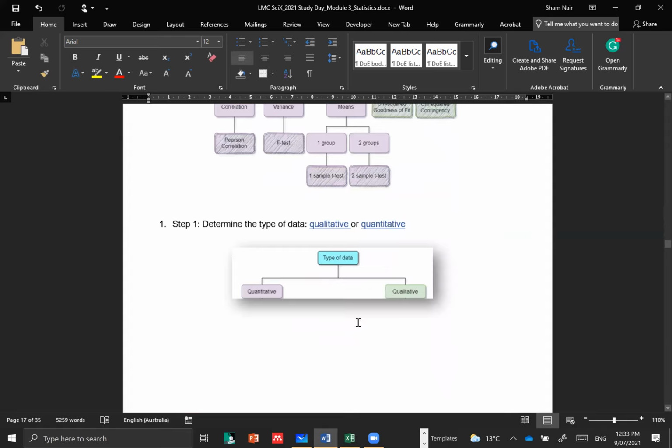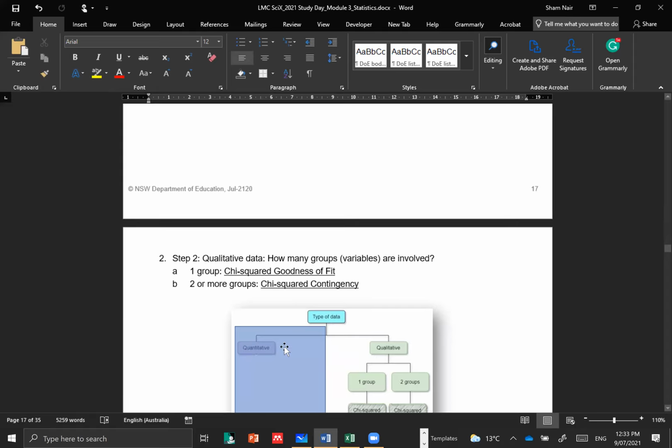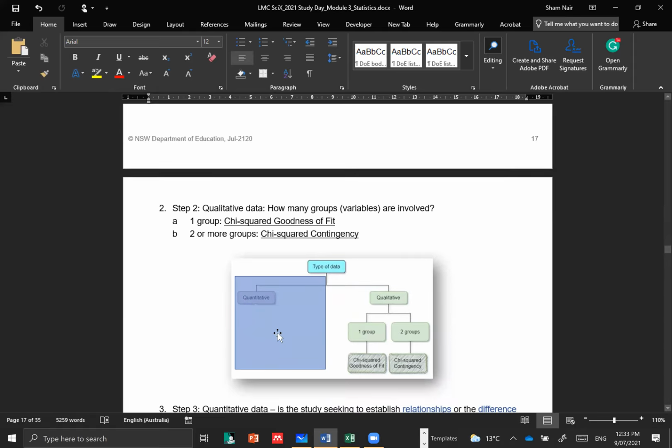So once you've decided, okay, if you're working with qualitative data, ignore the left-hand side of this flow chart, focus only on the right-hand side, because you're going to be doing a chi-squared test. Okay, so if it's one group, choose the goodness of fit. If it's two groups, it's the contingency. Simple and straightforward. If it's qualitative data, there's only one test that you need to know.